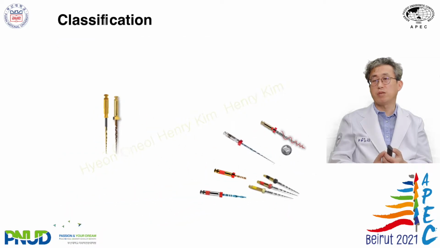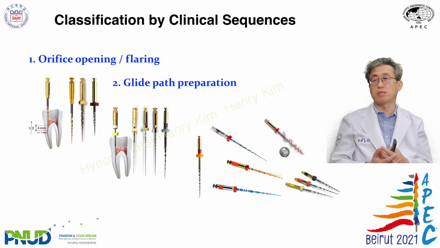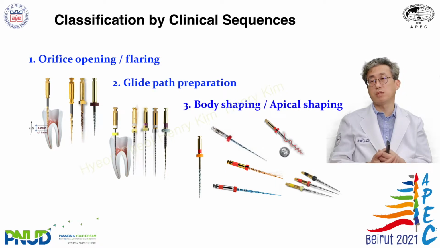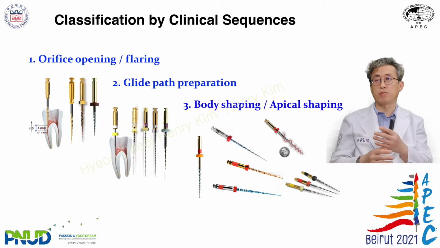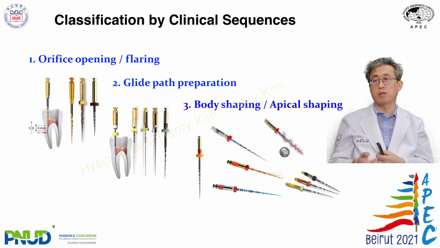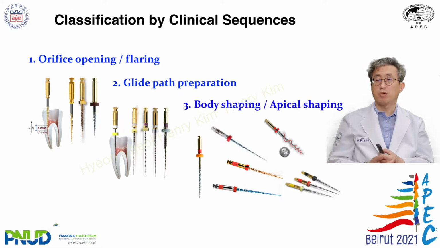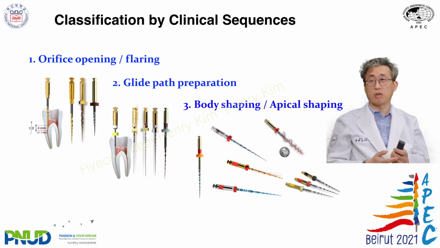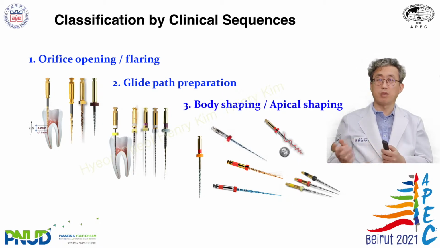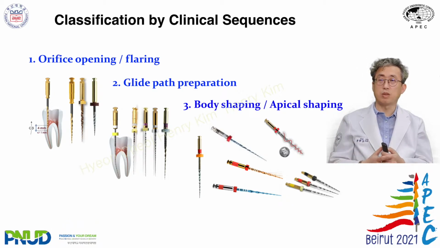But I may recommend using a sequenced instrument system. The sequence means an order from orifice flaring and glide path preparation. Of course, we can change the order, glide path first or orifice flaring first, but I recommend orifice flaring first and glide path second. After that, we can use body shaping to make the proper lumen. I'm going to share my idea with some research evidence on why I recommend this procedure and these instruments.